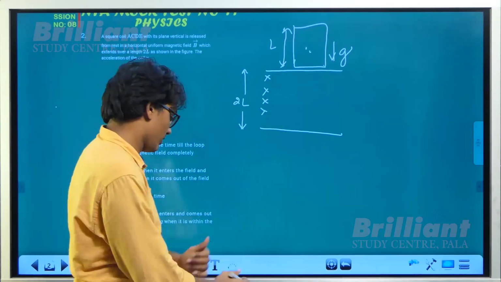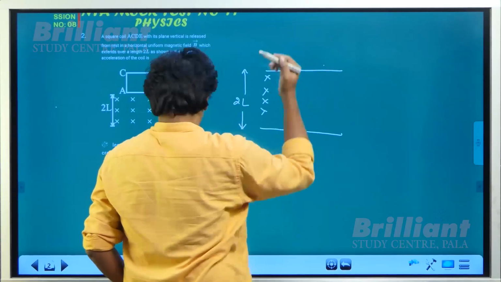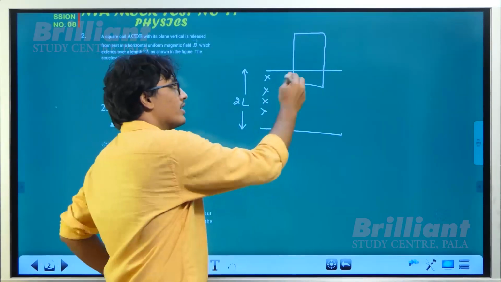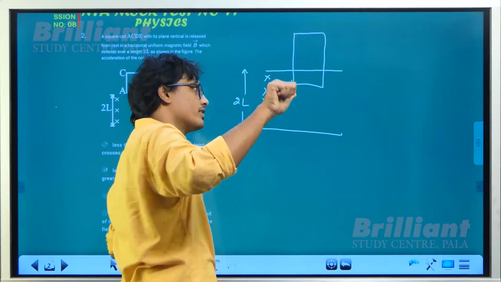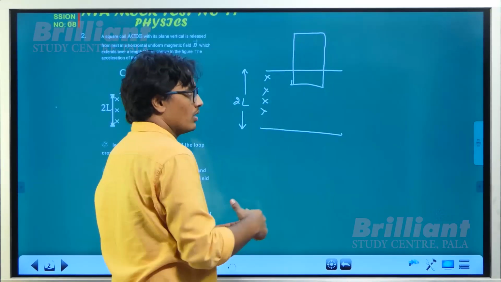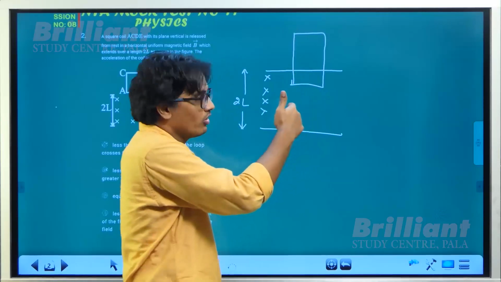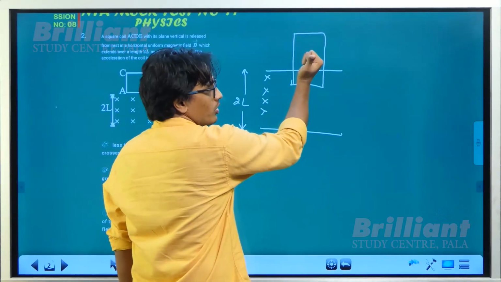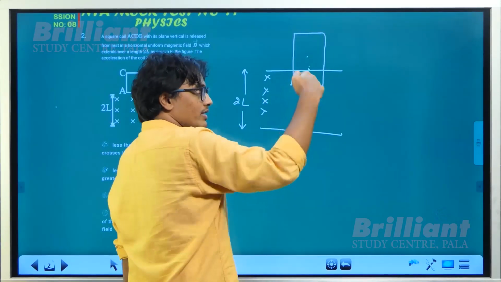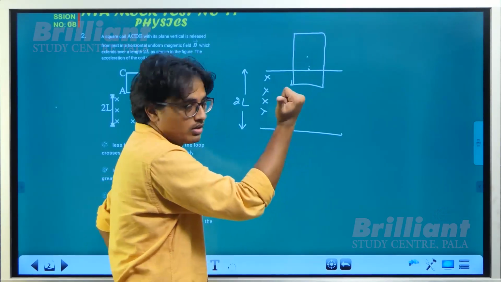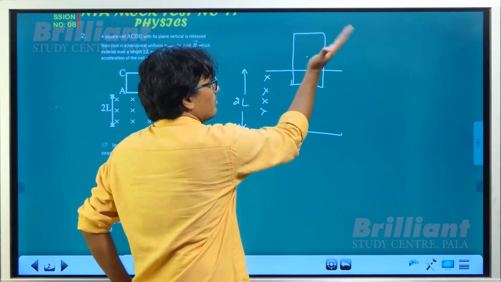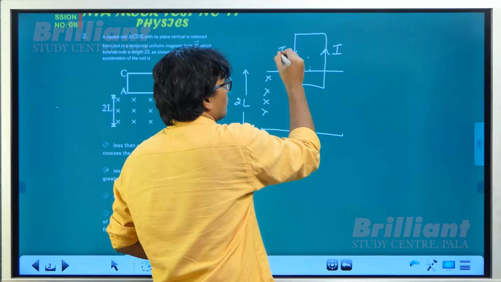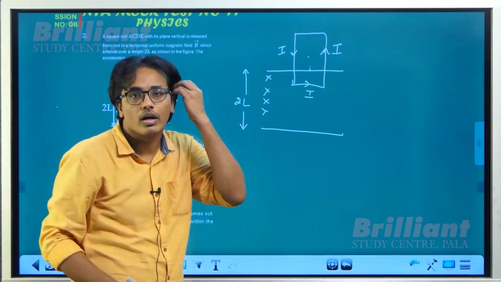Now it starts entering. As this starts going into the magnetic field, initially flux is increasing. As this keeps going down, flux is increasing into the board. Lenz's law says it will try to oppose it, so it will try to decrease it. To decrease it, it will produce its own field outwards. Flux is increasing inwards, so it will try to produce its own field outwards. For the field to be outwards, the current has to be anti-clockwise.